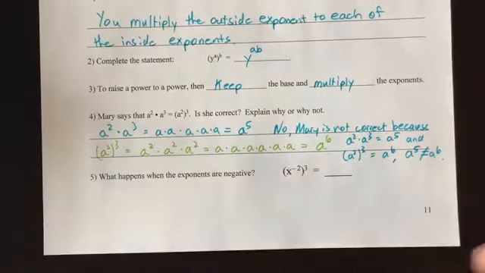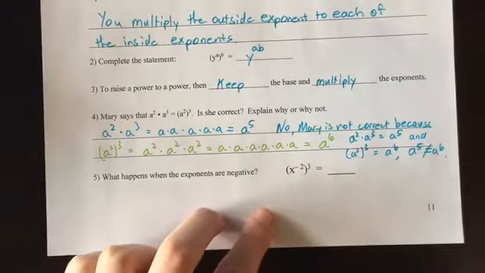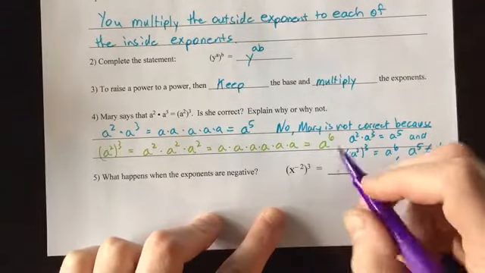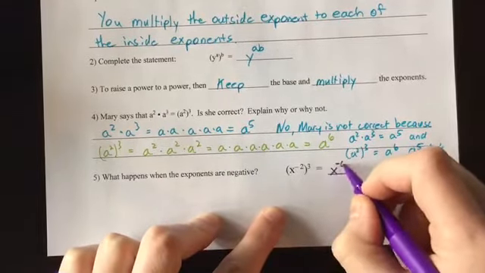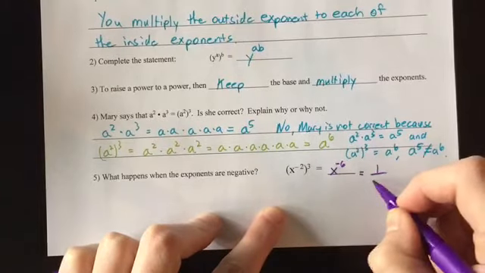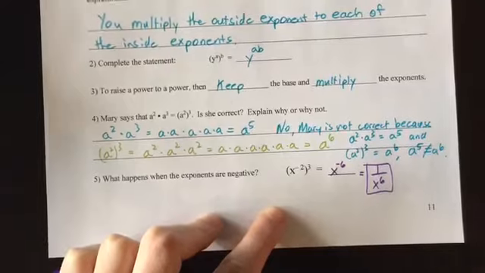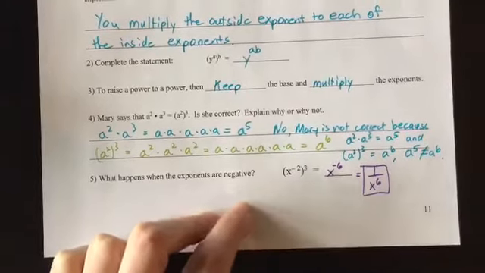Number 5, what happens when the exponents are negative? Well, same rules apply. X to the negative 2nd to the 3rd power, that's going to be x to the negative 6, 1 over x to the 6th. No big deal there. Still works.